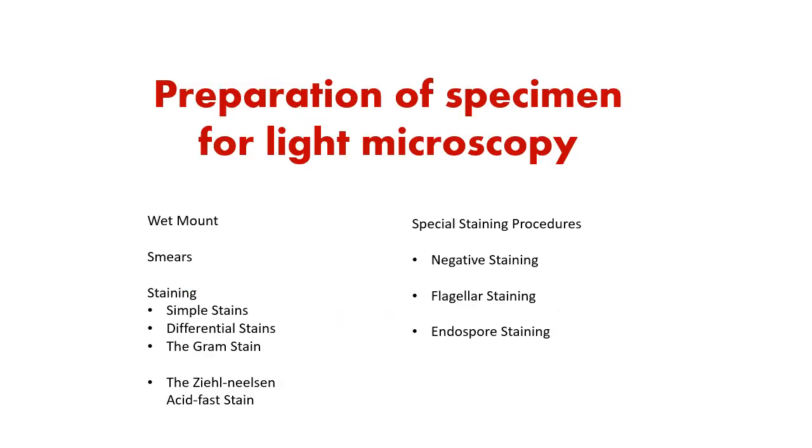And this is how the sample can be prepared for light microscopy. You can use a wet mount, or you can make smears and stain them with simple staining, or differential stains like Gram stain and acid fast stain. And there are special staining methods like negative staining, flagellar staining, and endospore staining. All this I'm going to cover in the next lecture.